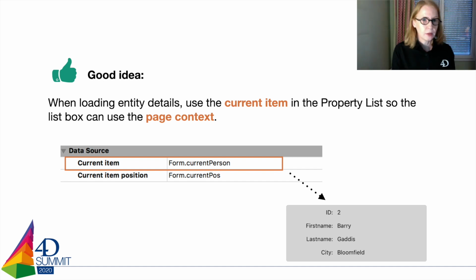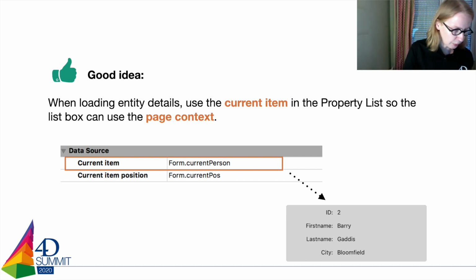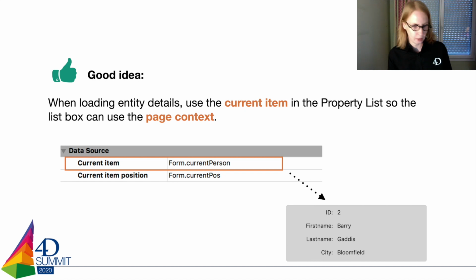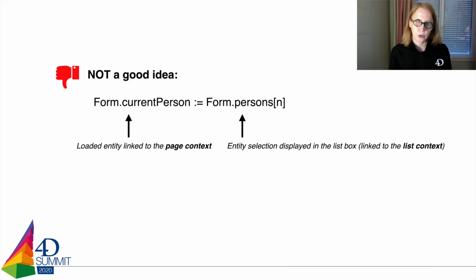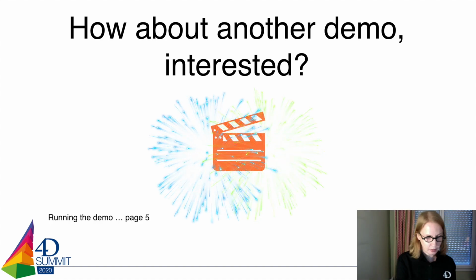We recommend to set the current item in the property list if you need to load an entity to work with. And we'll see it in action during the demo. It's very important to preserve performance. And we don't recommend to do something like this. I'll show you during the demo why it negatively affects performance. But let's run the demo about listboxes.